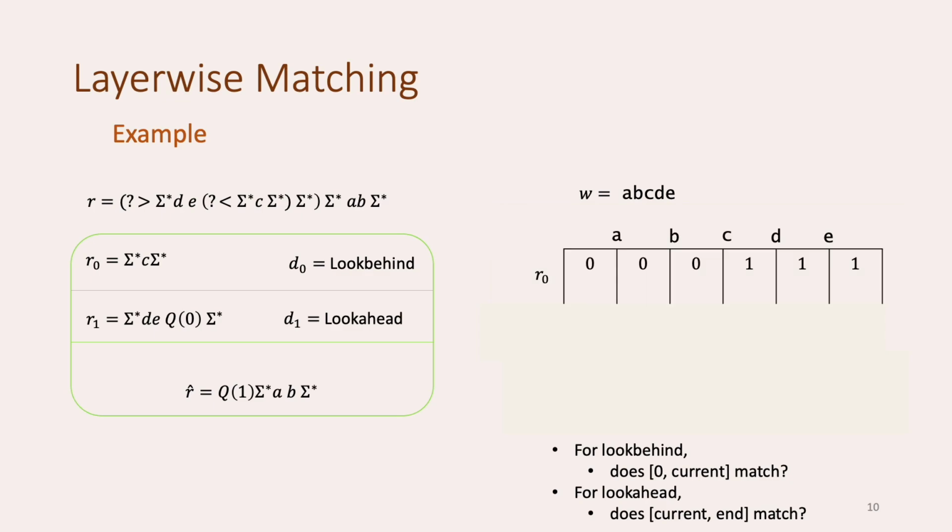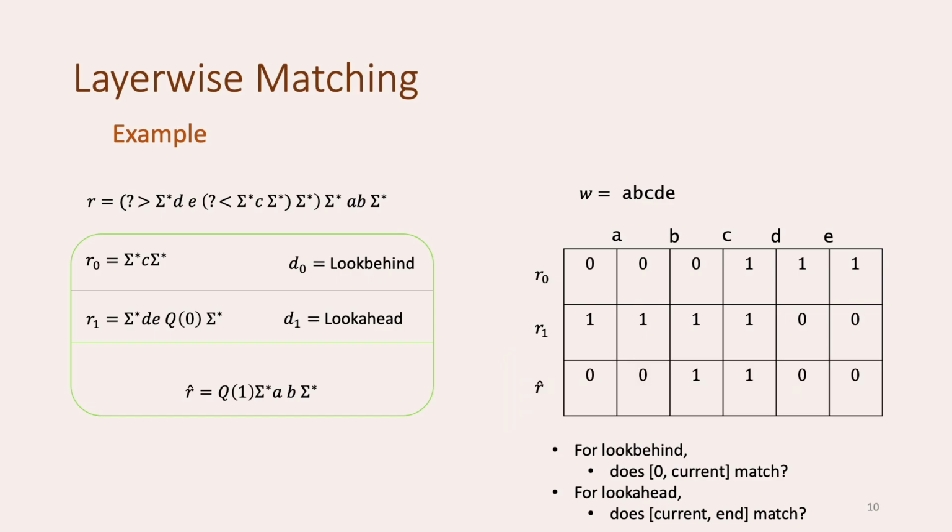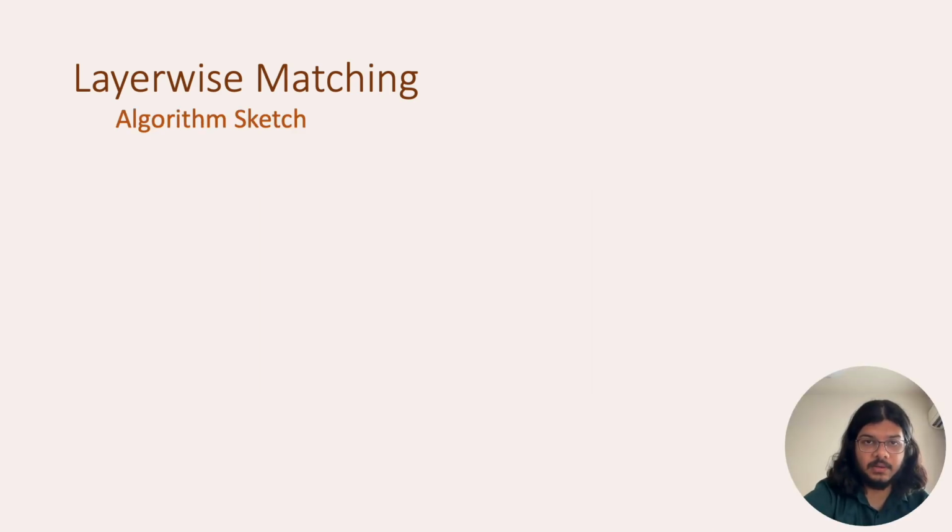First, we start with R0, and this is something which can be matched using the string itself, using usual automata theoretic techniques. And then we match R1. R1 has the oracle query Q0, and whenever this oracle query arises, we use the information that was computed while matching R0 to resolve these oracle queries. Then we match R hat, and doing so requires the information which was produced while matching R1 in the same way.